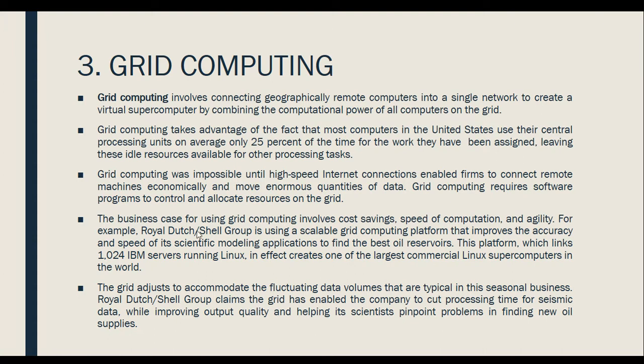The business case for using grid computing involves cost saving, speed for computation, and agility. For example, Royal Dutch Shell Group is using a scalable grid computing platform that improves the accuracy and speed of its scientific modeling applications to find the best oil reservoirs. This platform, which links 1024 IBM servers running Linux, in effect, creates one of the largest commercial Linux supercomputers in the world.